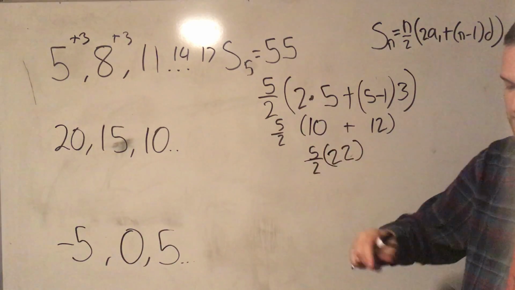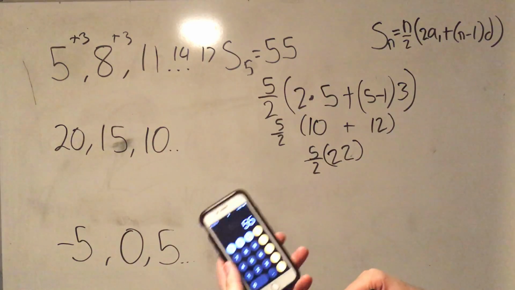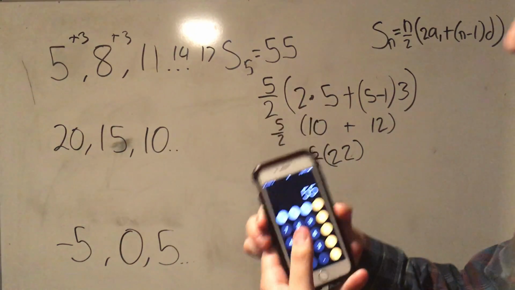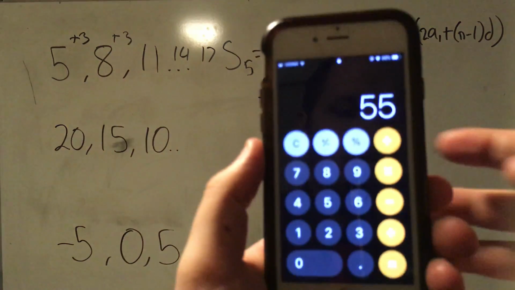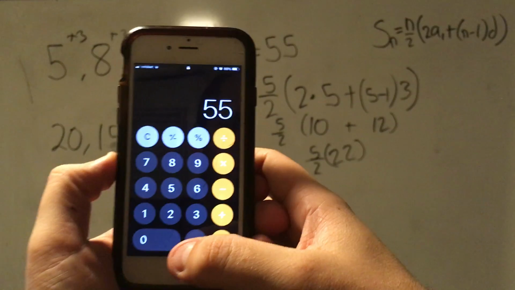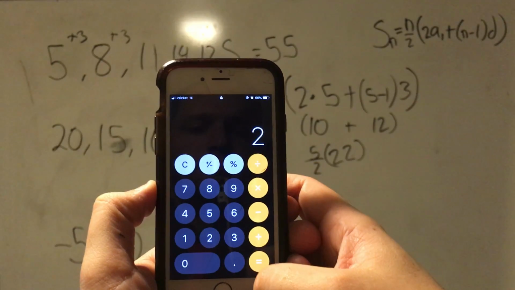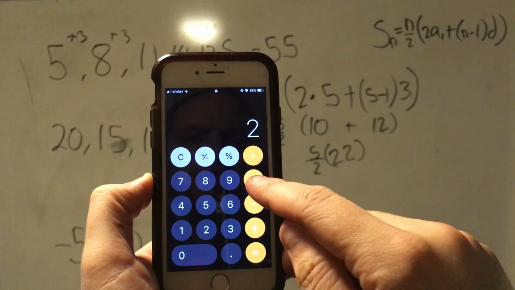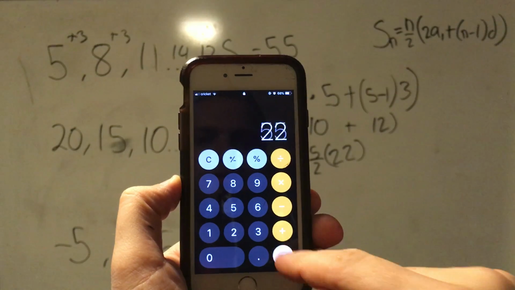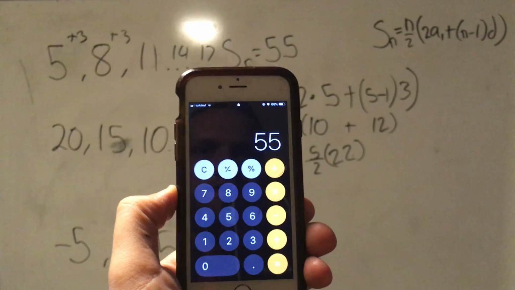Now if you plug this into a calculator, here's how I would plug it in. Okay, 5 over 2 times 22. I'm actually going to stand over here to make sure you can see it okay. I'm going to do 5 divided by 2. That's what it is there, 5 divided by 2. Then I need to multiply it by 22. And I get 55. Ta-da!